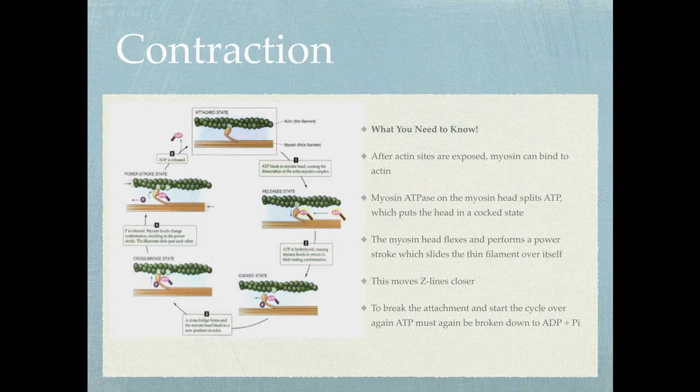So again, I said what you need to know. After actin sites are exposed, myosin can bind to actin. Myosin ATPase, and the myosin head splits ATP, which puts the head back in a cocked state. The myosin head flexes and performs a power stroke, which slides the thin filament over itself. This moves the lines closer. To break the attachment and start over again, ATP must again be broken down to ADP.